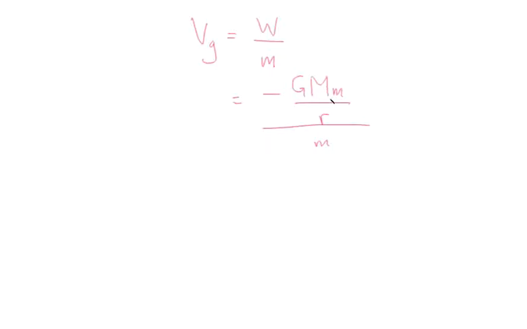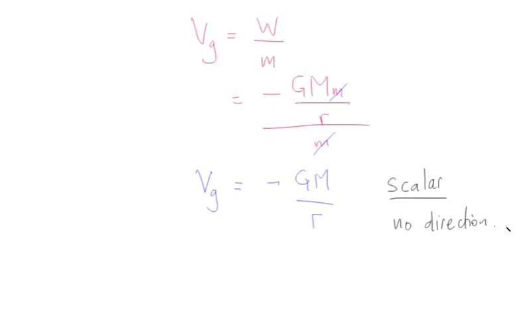So we notice that the little m's cancel. We assume here that we have a small point mass, otherwise this doesn't hold so well. And we end up with gravitational potential equals minus big G m over r. And note, however, this is a scalar quantity, so we have no direction, unlike gravitational field strength, which was a vector quantity.